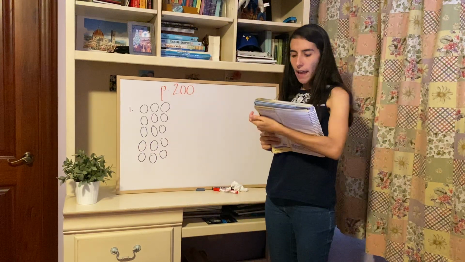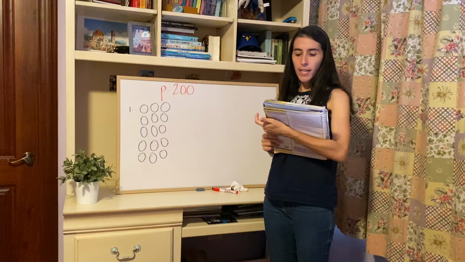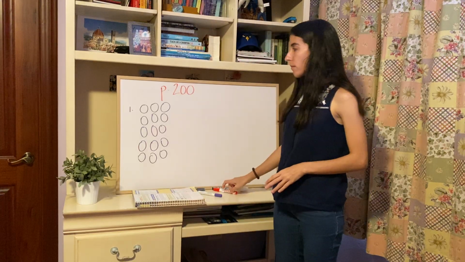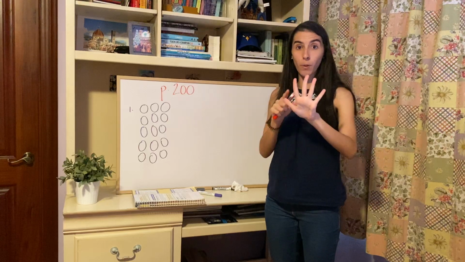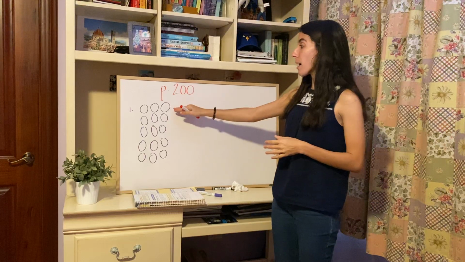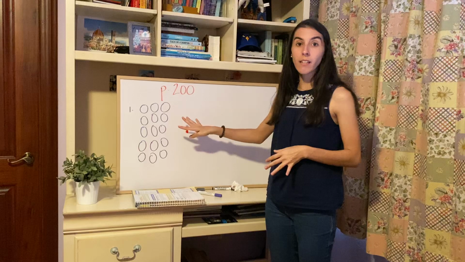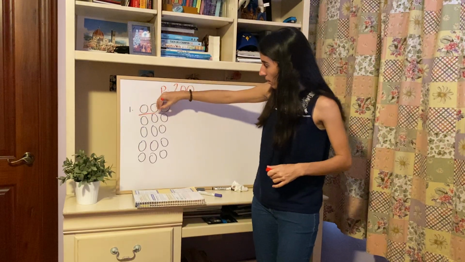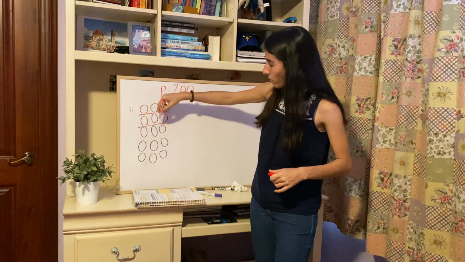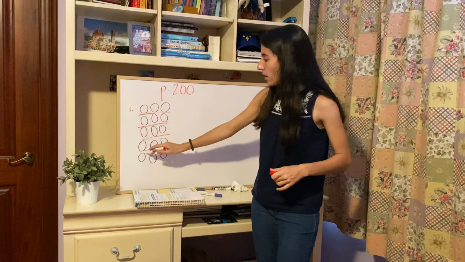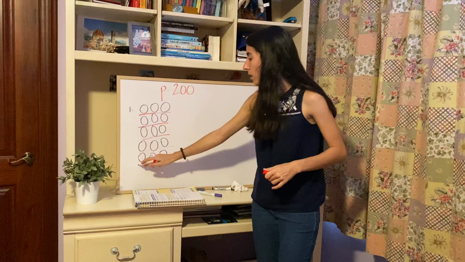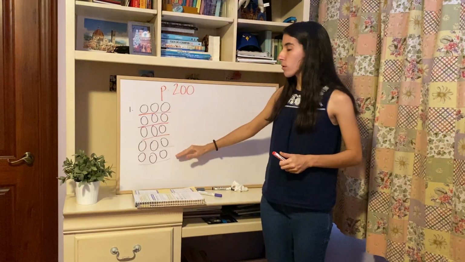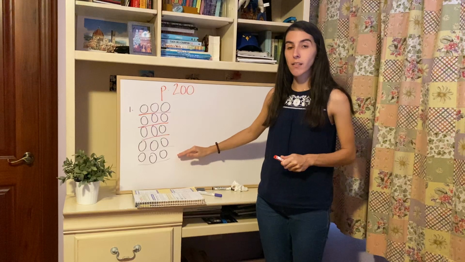Okay? And the first question says, how many pennies does each person get? Remember, there are 5 people, okay? So I am going to have to split these pennies into 5 equal groups. This is how I'm going to do it. 1, 2, 3, 4, and 5, okay? There are 5 equal groups of pennies.